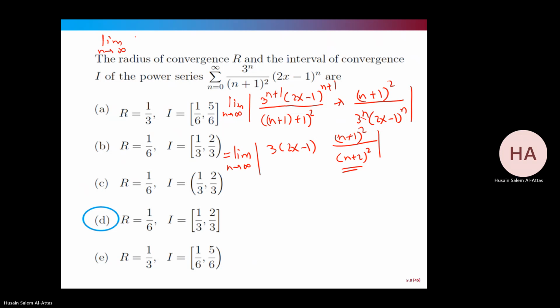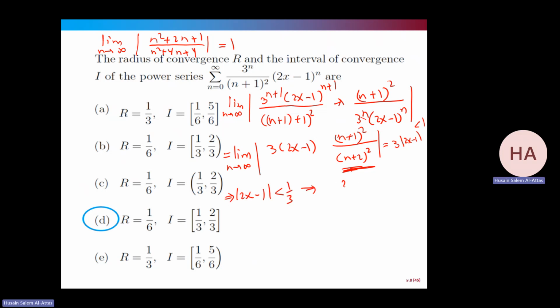Open the square: n square plus 2n plus 1. I have what? N square plus 4n plus 4. Same degree, that will be 1. So this limit is 1. So I have 3 absolute value of (2x minus 1). I want this to be less than 1. So I have absolute value of (2x minus 1) less than 1 over 3. So I have 2x minus 1 between minus 1 over 3 and 1 over 3.